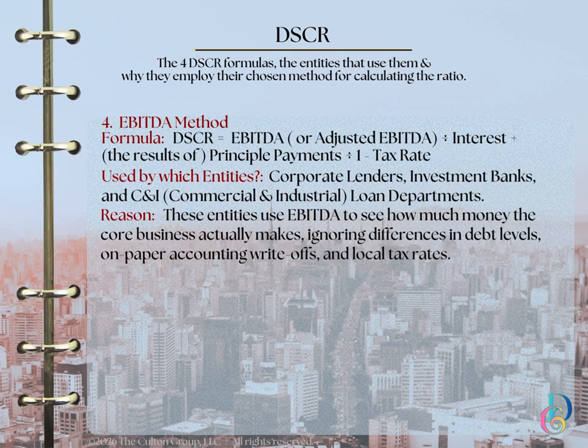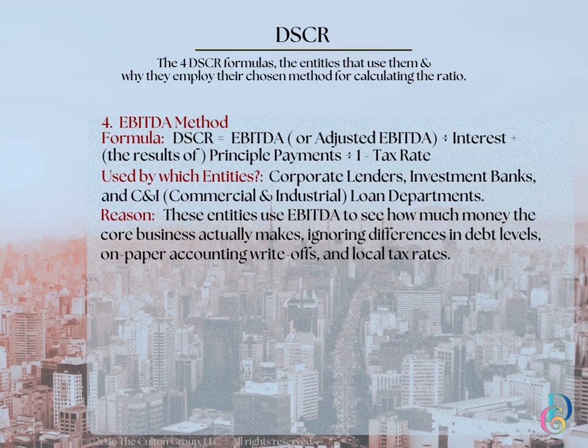Number 4 is the EBITDA method. That one is fun to pronounce. The E is pronounced E, the BIT is pronounced bit, and DA is duh. E, bit, duh. So if I was acting strange before, trying to get that together, that's why.